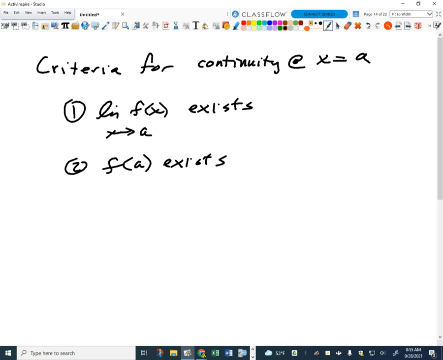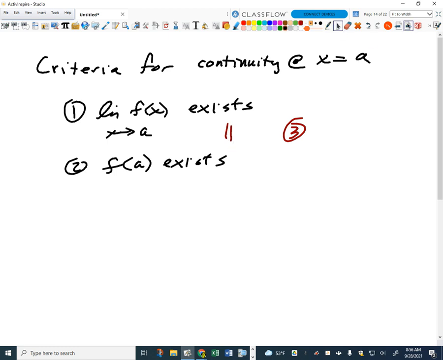The ants approaching from opposite directions have to anticipate stepping on the same point. The function has to exist. And what about the relationship between these two things? They have to be equal. Good. So the third criterion is that those two things are equal, right?